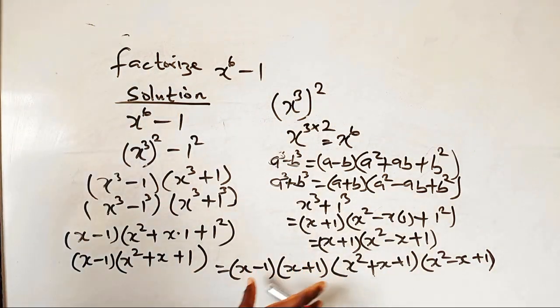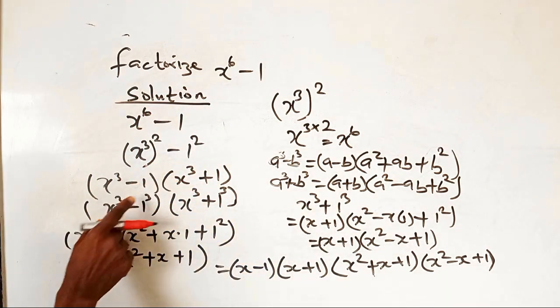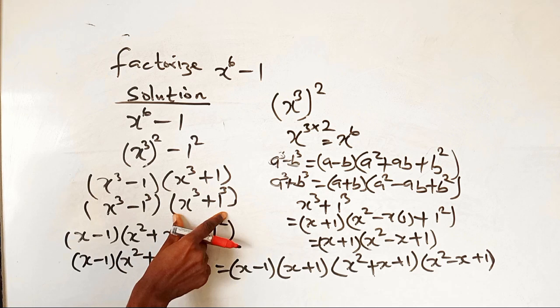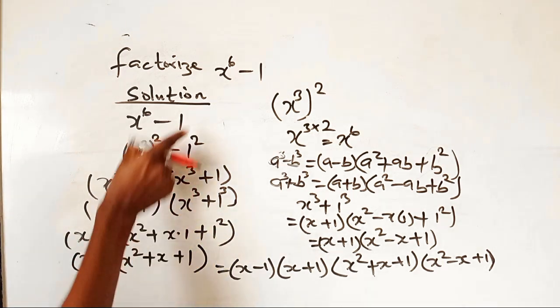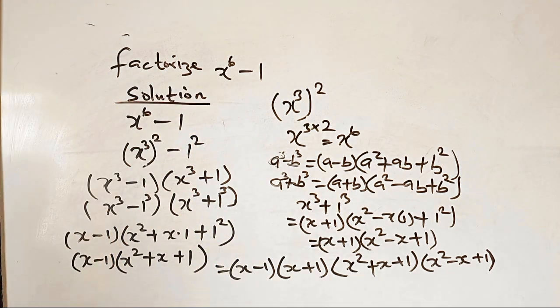So we have successfully factorized this by applying the difference of two squares, the sum of two cubes, and the difference of two cubes. So that is how to factorize this. Thank you very much.